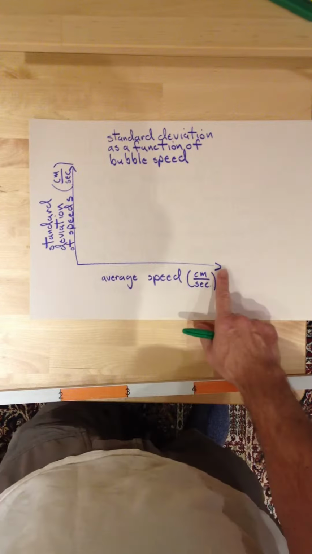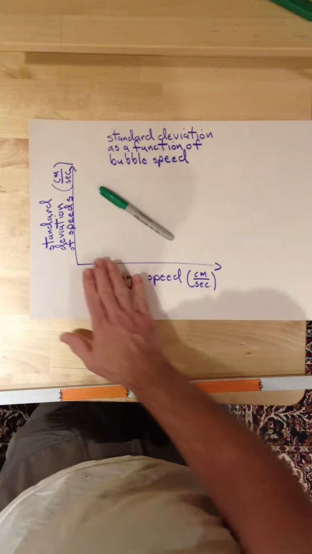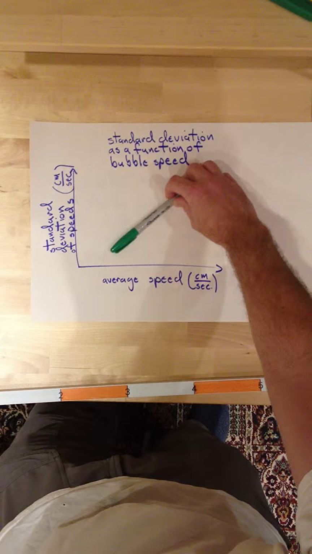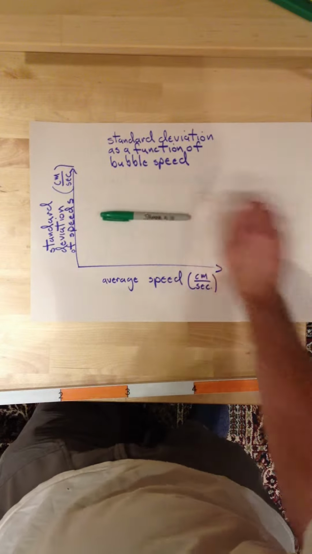How does the average speed of the bubble affect the standard deviation? Do you think fast bubbles will have a small standard deviation? Fast bubbles will have a high standard deviation? Do you think there will be no effect?